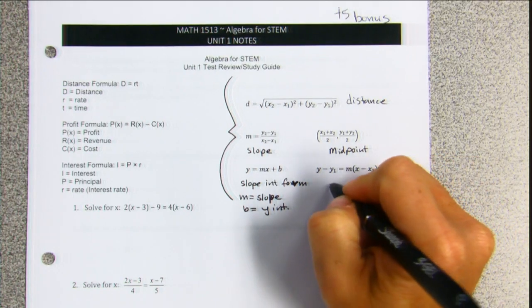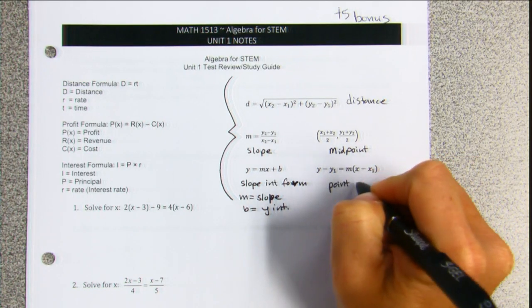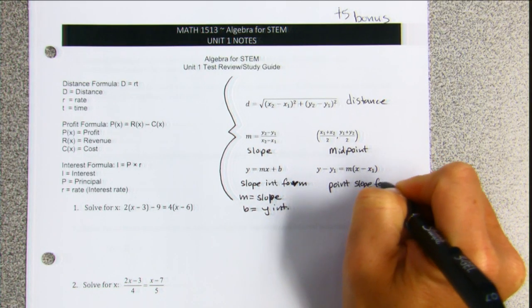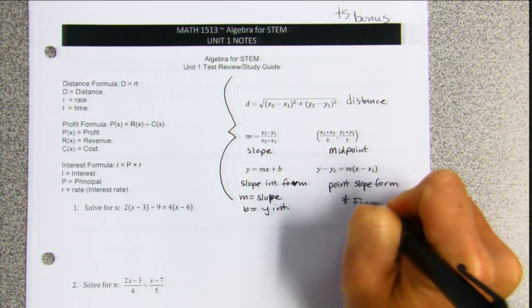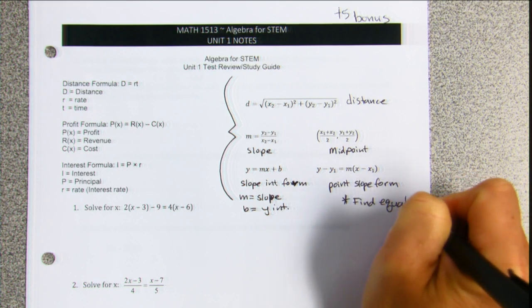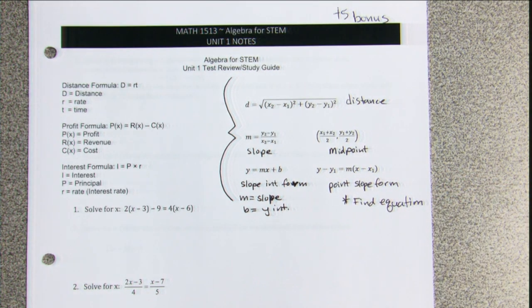And then this one is called point slope form. Remember, this is the one when they ask you to find an equation. This is the equation you're going to use to plug those values in. It's the last thing we learned about in this unit. So those are just some quick notes. The last page will have your formulas on it, so you don't have to memorize them, but you do need to be able to recognize what they are and know when to use them.